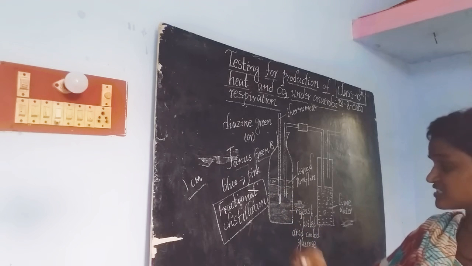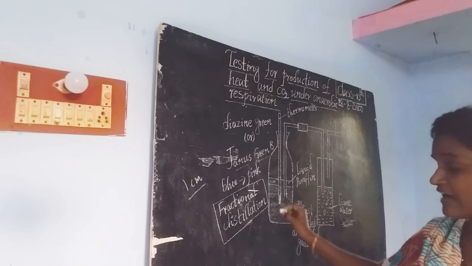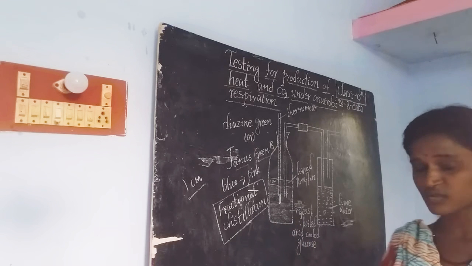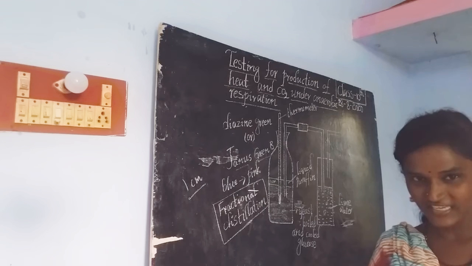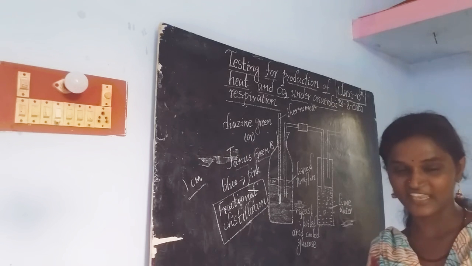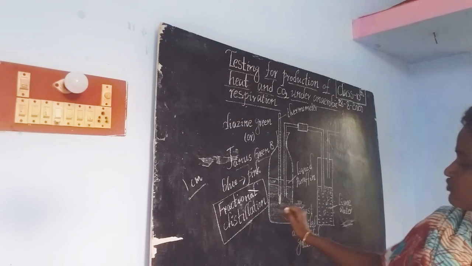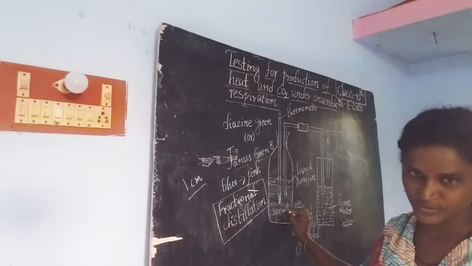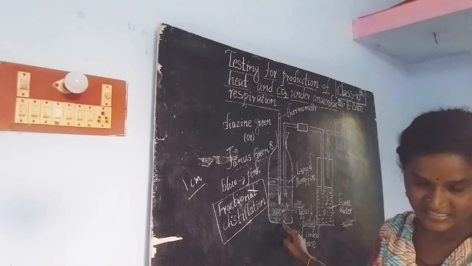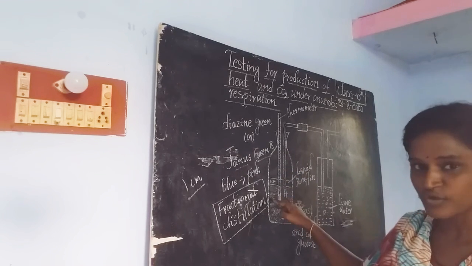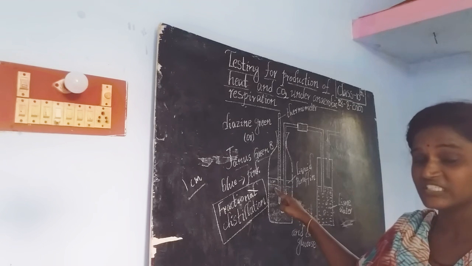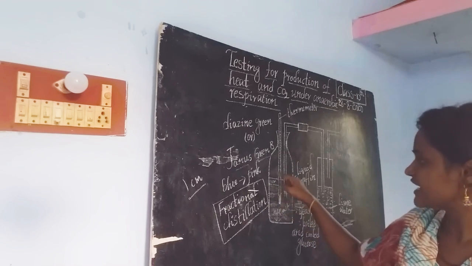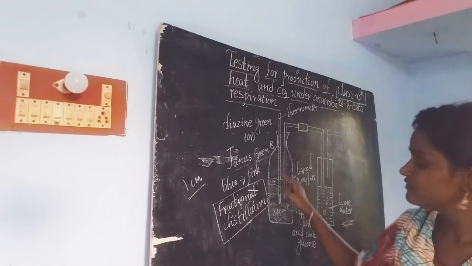Before adding this liquid paraffin, we have to introduce the microorganism. Without any living thing, how can the glucose solution perform anaerobic respiration? That's why after checking whether the glucose solution contains oxygen or not, we immediately add yeast. Now the glucose solution contains yeast, and to stop the contact of air with it, we pour about 1 cm thickness of liquid paraffin. It stops the contact between the oxygen present in the air and the glucose.